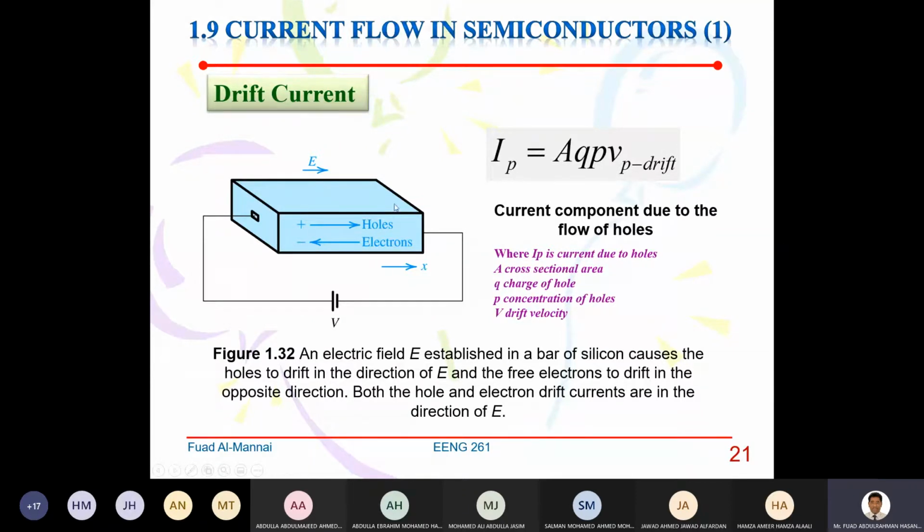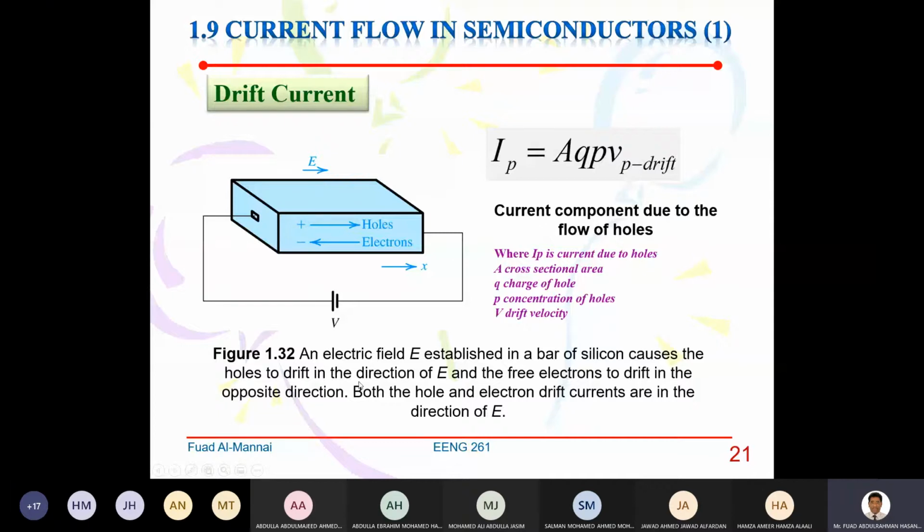Now for drift, if you have a piece of p-type silicon and you apply an external voltage to it, you will develop an electric field E. Therefore, the current Ip is equal to the cross-sectional area A, multiplied by q, the charge of the holes, times p, the concentration of holes, multiplied by v drift, the drift velocity of holes.